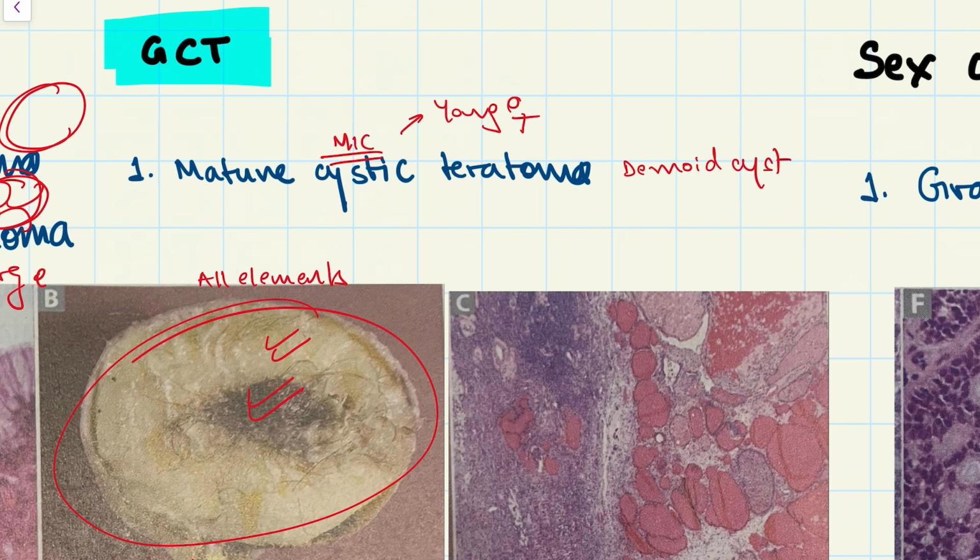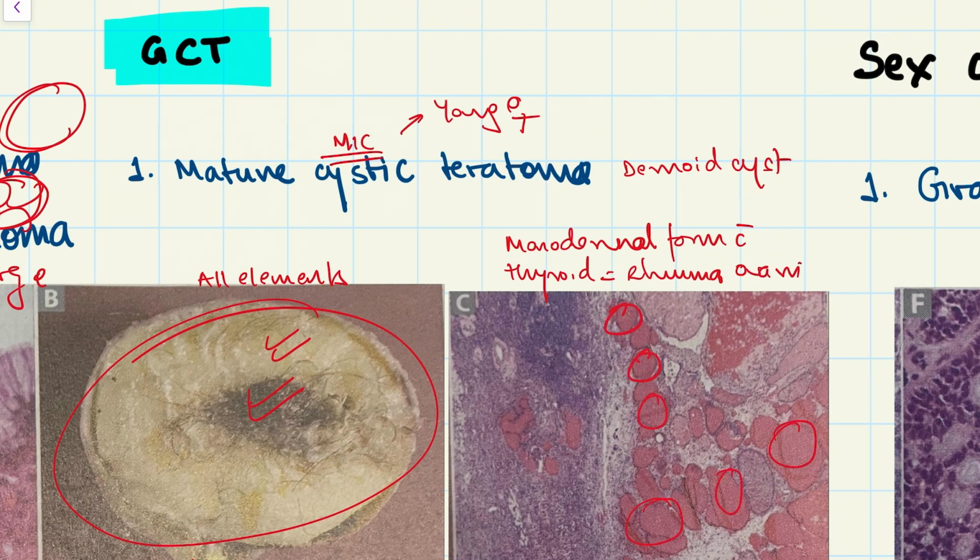Now a monodermal form with thyroid tissue is known as struma ovarii. It presents with colloid like substance, that is, the presence of an ectopic thyroid in the ovary. That is called struma ovarii. And since there is thyroid tissue, it is associated with hyperthyroidism. Malignant transformation is rare in mature cystic teratoma, and if it transforms, it usually leads to squamous cell cancer.